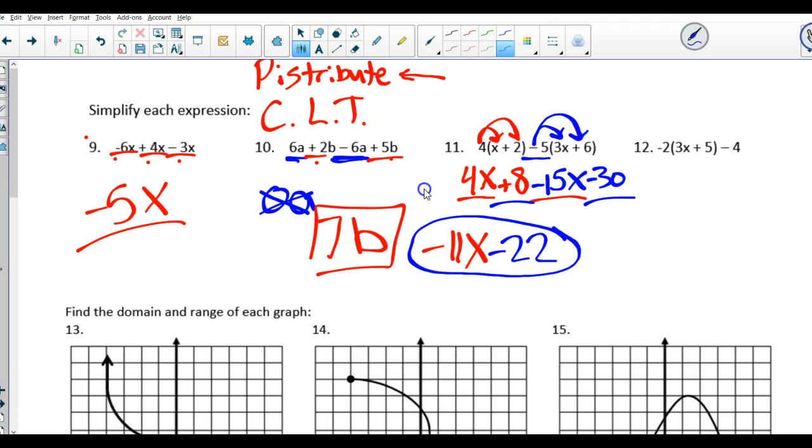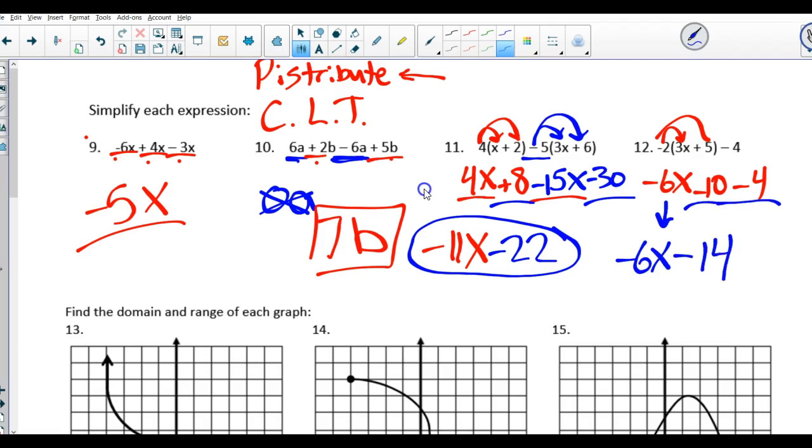Negative 11x minus 22. Last one, number 12, another distributive property problem. That's a negative 6x minus 10, and then carry down our minus 4. The x has nothing to combine with, so it just gets brought down negative 6x. Negative 10 minus 4 is negative 14.